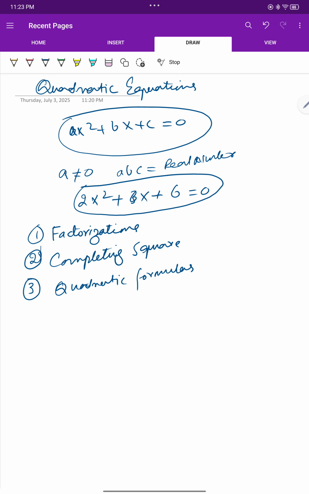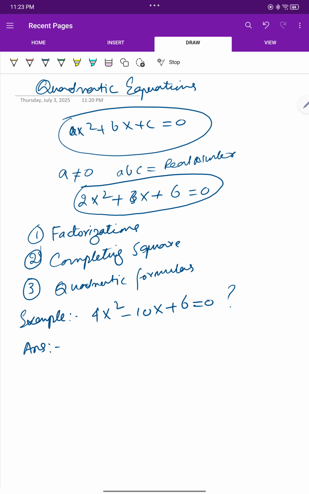So here I have to do an example. Let's start. Find the solution for 4x square minus 10x plus 6 is equal to 0. This is how we can solve this quadratic equation. So we know the answer.